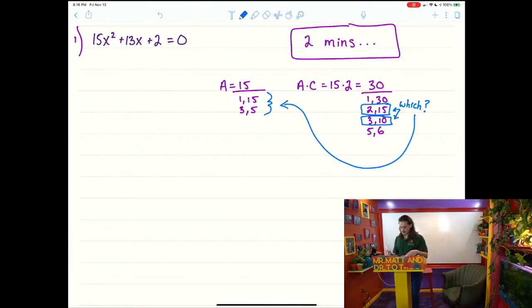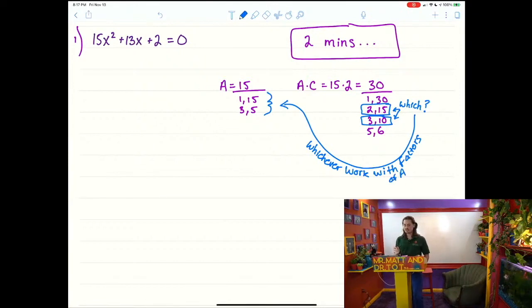Okay, so let's look at this question. We have 15x squared plus 13x plus 2 is equal to 0. I was just writing out here some hints. We need to consider factors of a and a times c. So a is equal to 15, so we're going to have 1 and 15, 3 and 5. A times c is 15 times 2, which is 30. The factors of 30 are 1 and 30, 2 and 15, 3 and 10, 5 and 6.